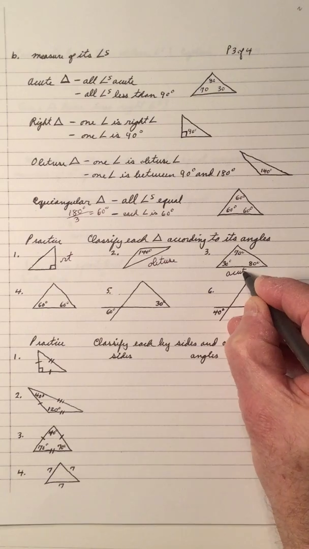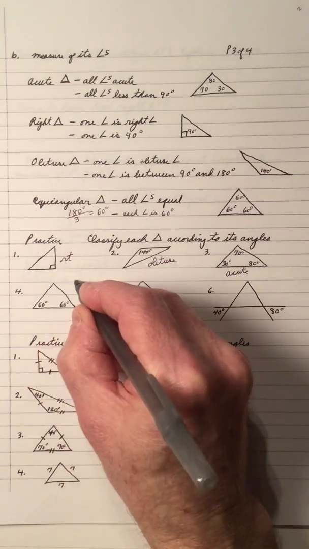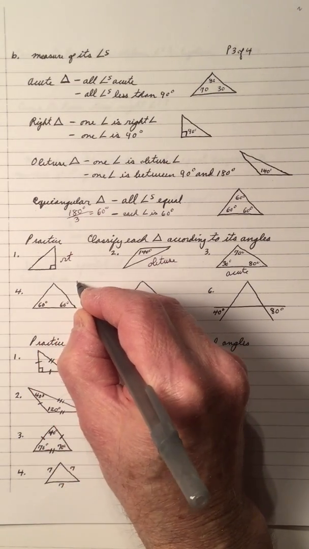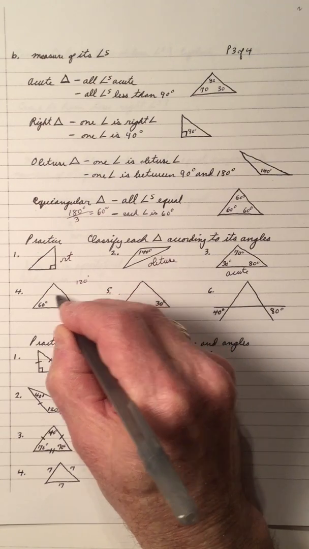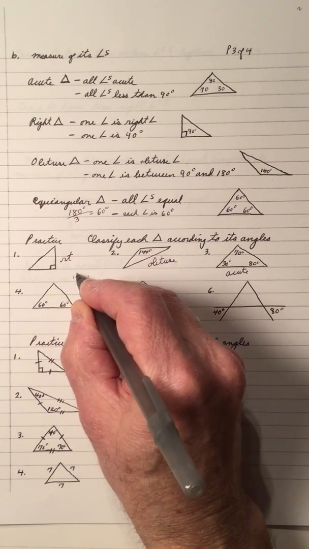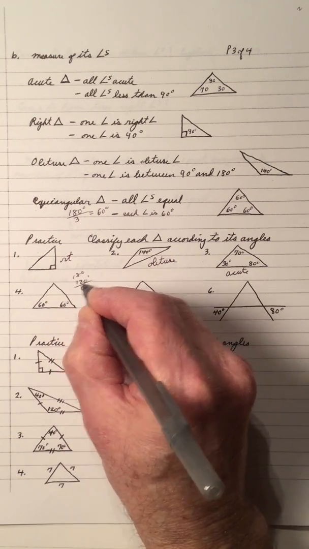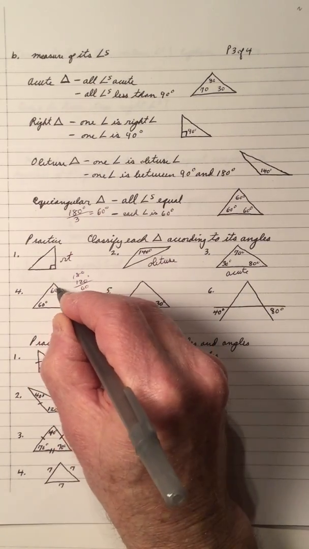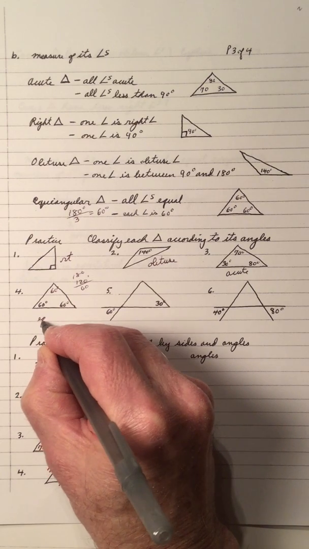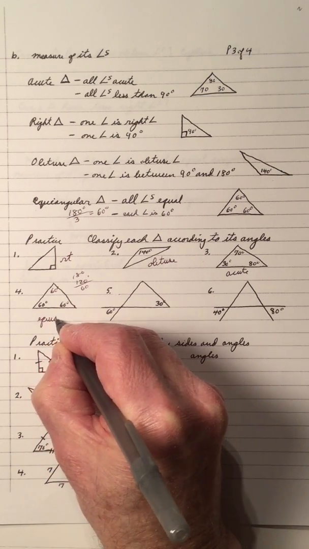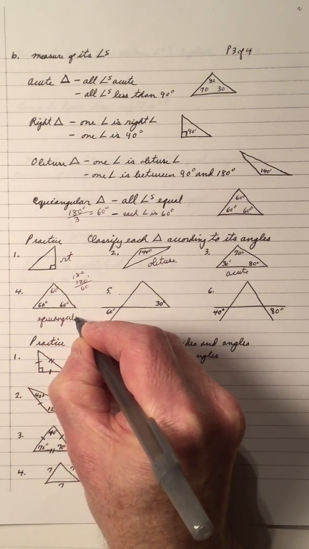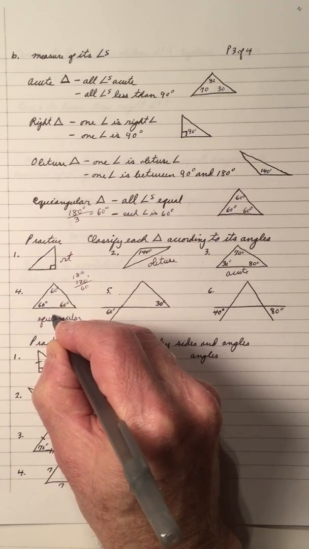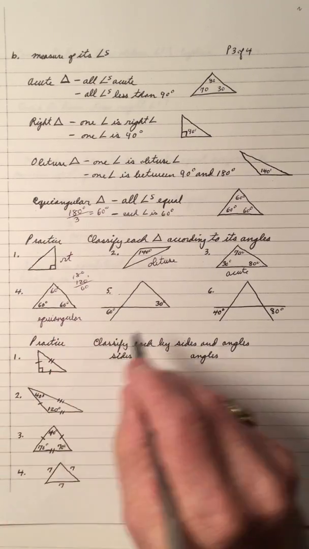All angles are acute. 60, 60, 60 and 60 add up to 120. So therefore, what's left over? Well, 180 subtract 120 is 60. So that angle is 60. Therefore, it has to be equiangular. Notice angular is going with angles.